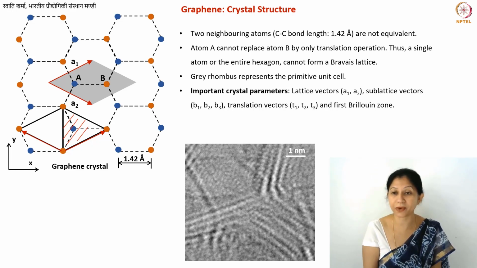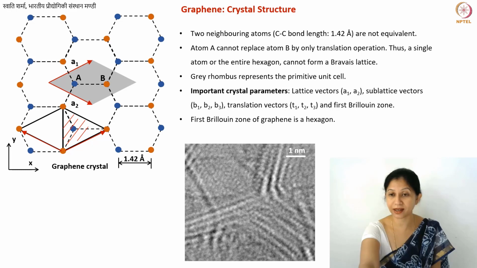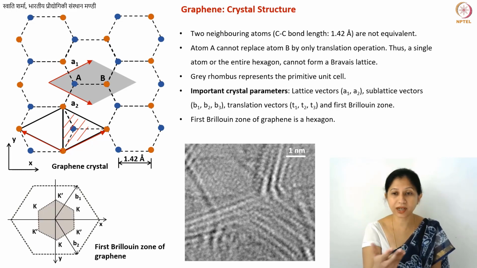Translation vectors T1, T2, T3 you already know. And the first Brillouin zone also we have drawn, and you know that this is a hexagon. This is how it looks if you draw a good diagram, not like the one that I drew before. So this looks like a good, symmetric hexagon.